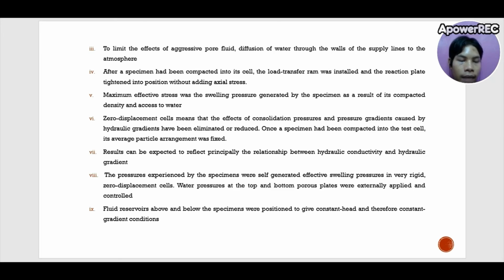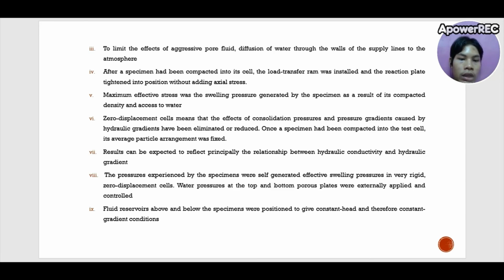Once the specimen had been compacted into the test cell, its average particle arrangement was fixed. Results can be expected to reflect principally the relationship between hydraulic conductivity and hydraulic gradient. The pressures experienced by the specimens were self-generated: effective swelling pressures in very rigid zero displacement cells.